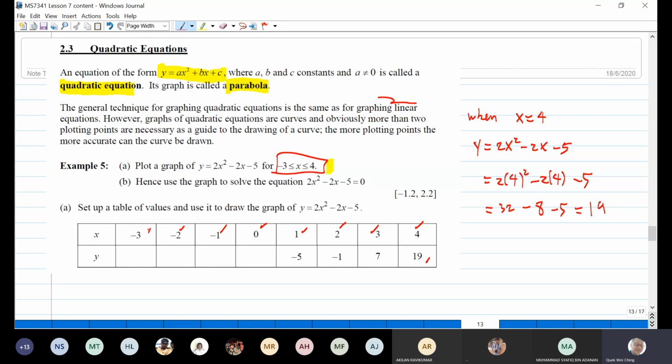Let's try another one. When x equals 1, where's y now? Y equals 2 times x squared minus 2x minus 5. So 2 times 1 squared minus 2 times 1 minus 5, and then you get minus 5 here. So this is how we get this number. What happens when x equals 0 now? When x equals 0, 2 times 0 minus 2 times 0 minus 5, you get minus 5 also.